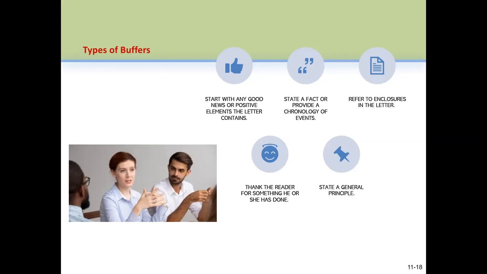Thank the reader for something he or she has done in the past. That's the buffer: you tell them that you have been doing great in the past, you have done excellent work, and you can do it again. Maybe they're going through some situation personally, but you buck them up, you give them encouragement and motivation in that sense. And state a general principle. Stating a general principle means giving them a policy.